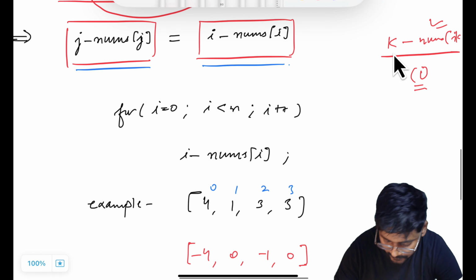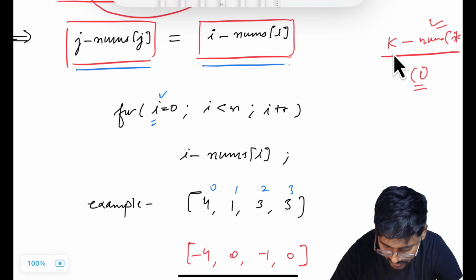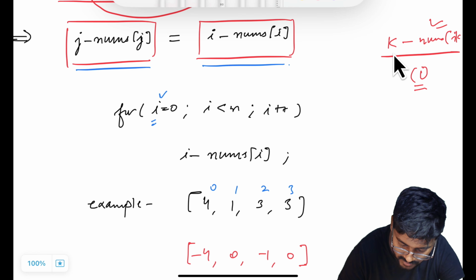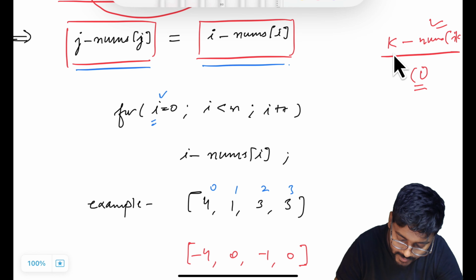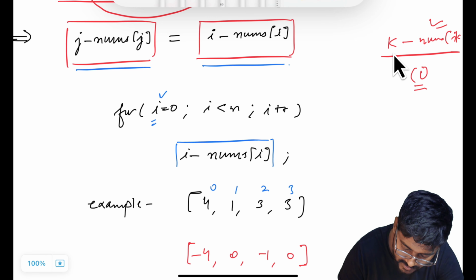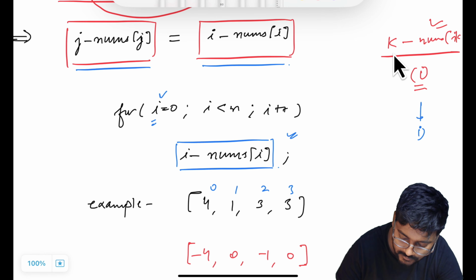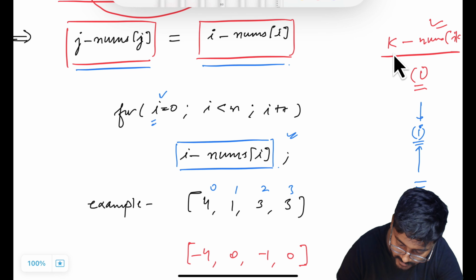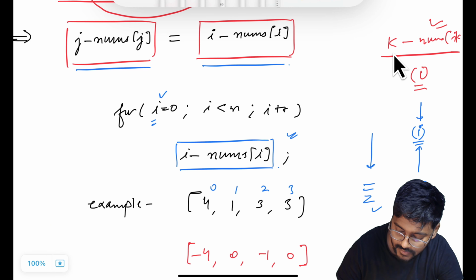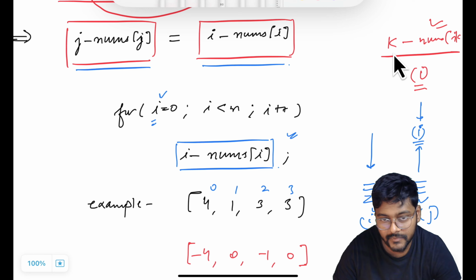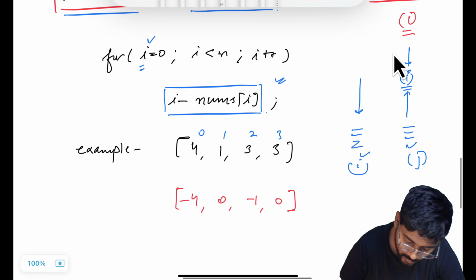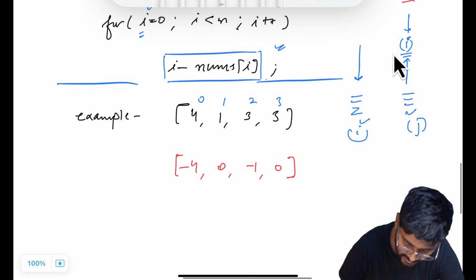If I run a loop with a pointer, that pointer is i. For i equal to 0, i less than n, i plus plus, i minus nums of i is the value at that specific index. And if this value is already seen previously, it means that these can form two pairs. Okay, if you are not able to understand, we will just have a look at this example.